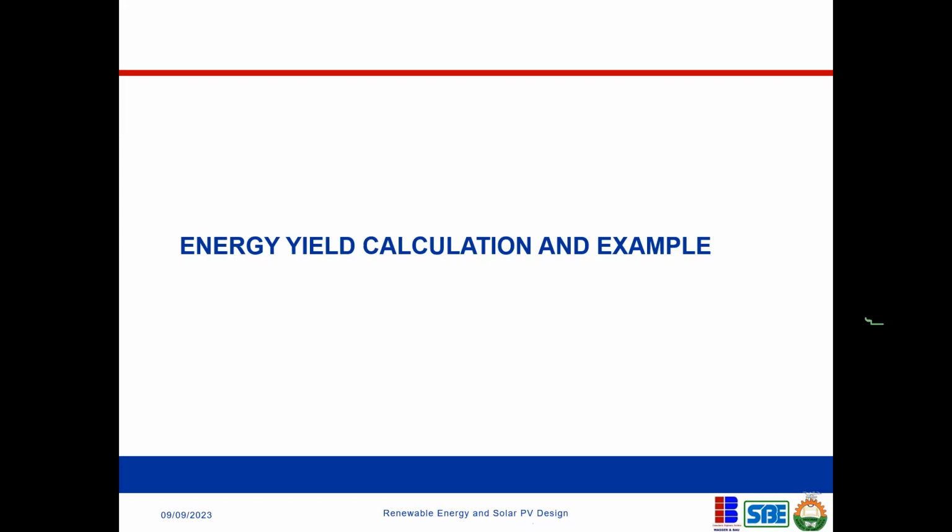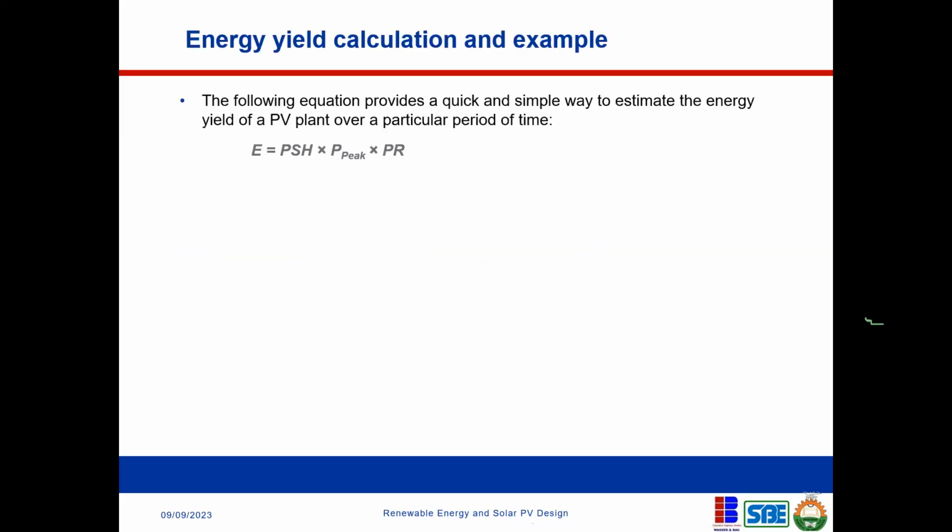So, energy yield calculation and example. The following equation provides a quick and simple way to estimate the energy yield of a PV plant over a particular period of time. Like I said, what you're actually going to say is energy yield. Most investors don't care about kilowatts. They don't care about panels. They just care about how much they are going to make if they put in this investment. They want to see it in Naira and Kobo. So it is we, the engineers, the technical people, who have to do our technical and economic analysis, and then translate all of this analysis to them in Naira and Kobo. So this is one of the things that we can do for a PV system.